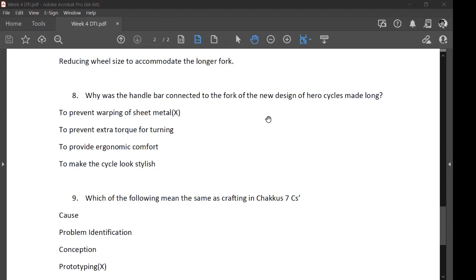original methodologies. So, for that purpose, they made the handlebar a bit longer to distribute the weight and the balance in a better way. That is the basic reason for using a longer handlebar. The weight distribution of the cycle changes when you change the size and length of the handlebar. So that was the main consideration.